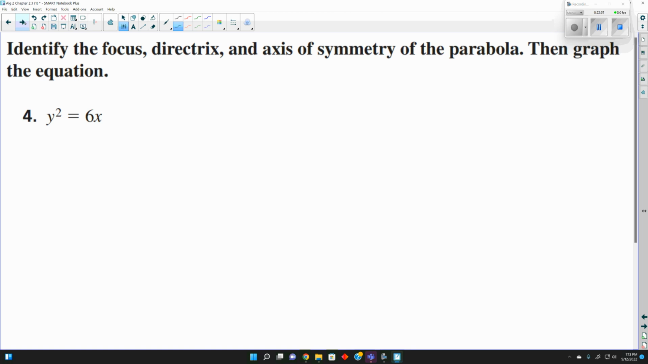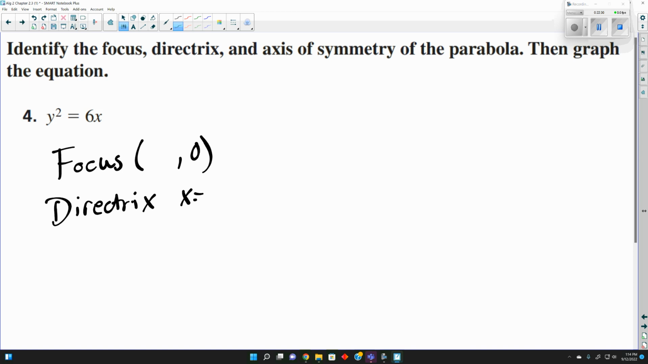And I believe this is the last one of this type, yes? Awesome. So, which one's being squared? Y is. Which means our focus is our p, 0. Our directrix is our equation x is equal to -p. And our axis of symmetry is y is equal to 0.